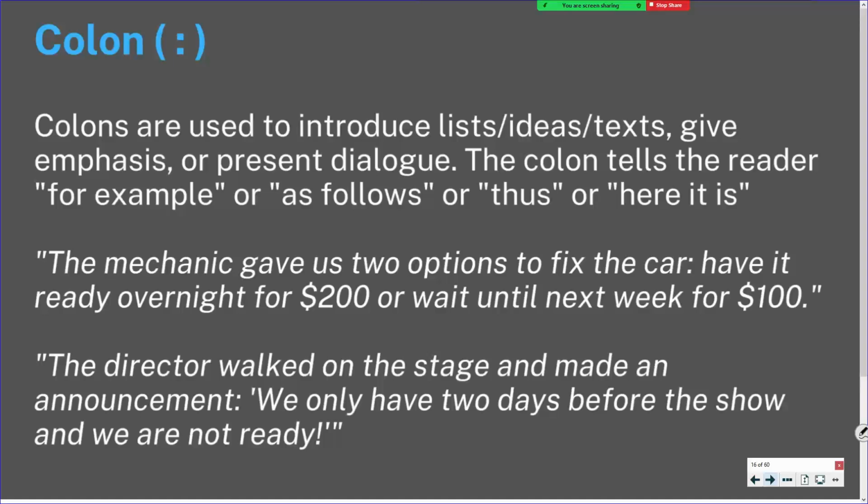Now, we're going to work on today's piece of punctuation. So we had the colon, right? Depending on what font or typeface you're using, a colon is two dots, might be two little squares, one on top of the other. It introduces lists, ideas, texts, gives emphasis, or presents dialogue. When you see a colon, you could say in your mind, for example, or as follows, or thus, or here it is. It's a way to introduce ideas.